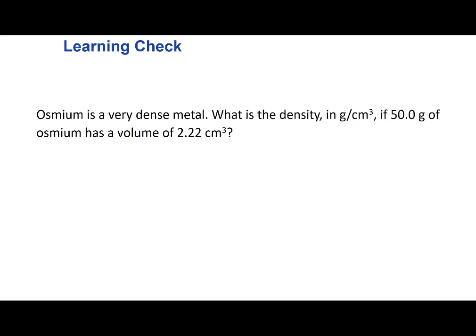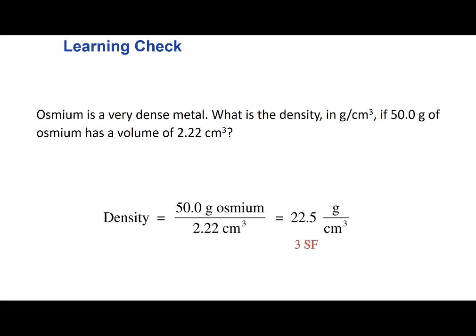We can calculate the density by setting up a little density equation, where density is going to be equal to the mass divided by the volume. That works out to be 22.5 grams per cubic centimeter. In an advanced chemistry class, we learn about something called significant figures, which is shown as 3SF below. We're not going to worry about that for this class.